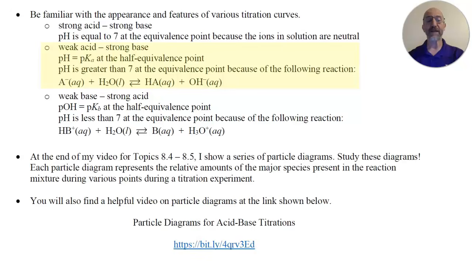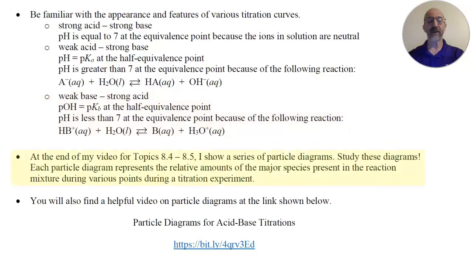Well, what if you have a weak base titrated with a strong acid? Now at the half equivalence point, pOH equals pKb. The pH is now going to be less than 7 at the equivalence point because of the following reaction. The conjugate acid, HB+, reacts with water to produce a little bit of hydronium ions. So it's going to be slightly acidic at the equivalence point when you have a weak base, strong acid.